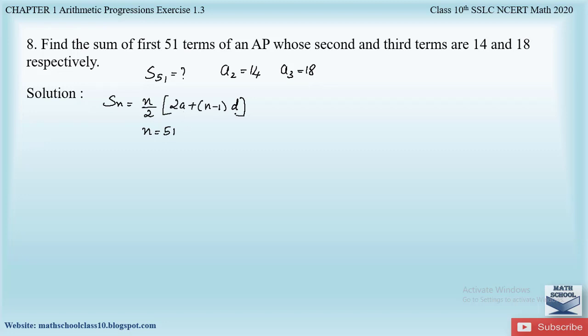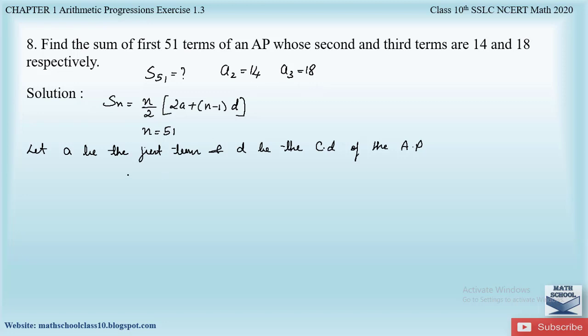And the d value is also not given, so we have to find out the a and d values to find out the sum for 51 terms. So first of all, let us write down: let a be the first term and d be the common difference of the AP. If you notice, they have given us the a2 and the a3 terms. So from these terms we can find out the a and d values.